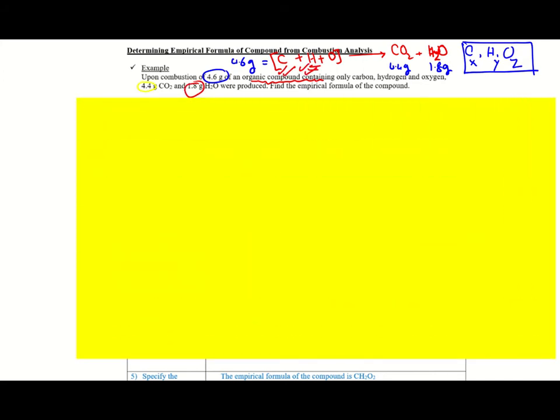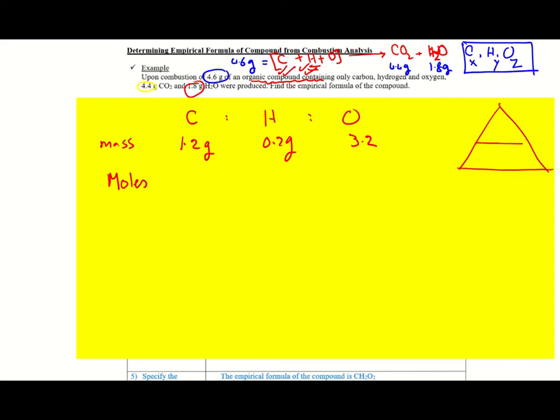Very simply, we have now carbon, hydrogen, and oxygen: carbon 1.2, hydrogen 0.2, and oxygen 3.2. These are the masses. We need to change the mass into moles to find the mole ratio. So you need to divide the mass over the molar mass. Remember the triangle? Mass, molar mass, and mole. To get moles, you divide mass over molar mass.